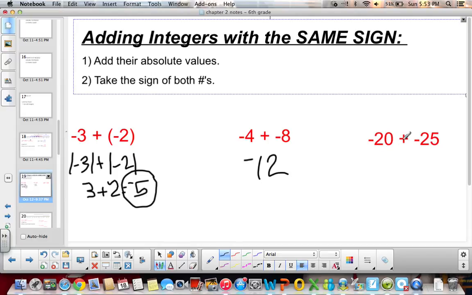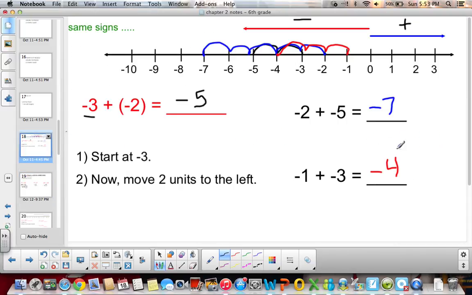Drop the signs, 20 and 25 is 45. They're both negative, so we make it -45. We're starting at -20, going more negative. We're adding more negatives, so our answer has to be negative. If we look back up here, we can see 5 plus 2 is 7, and then add our negative sign. 3 plus 1 is 4, add the negative.